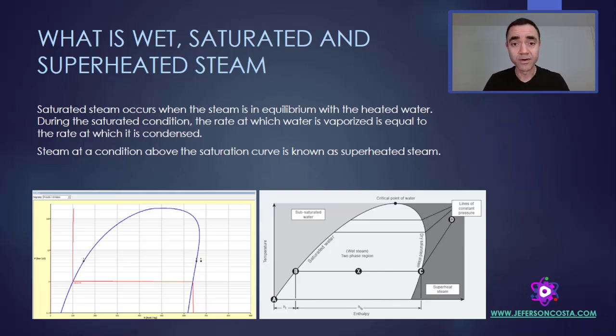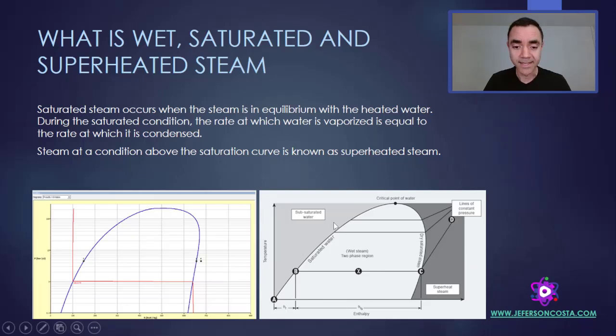From the point of view of chemical process engineering plant design, we find three different kinds of steam to be used. The first one is the wet steam, then we have the saturated steam, and we also have the superheated steam. So what is each one of them?